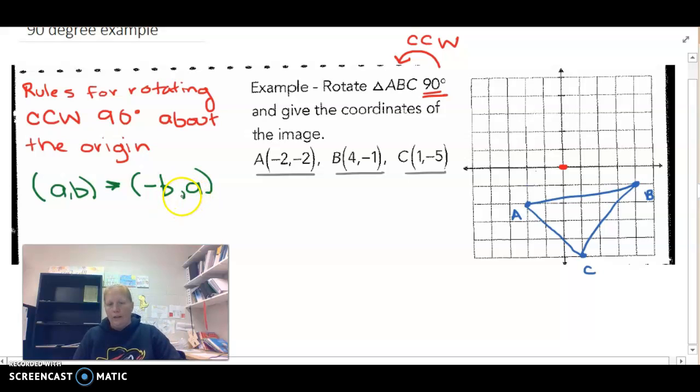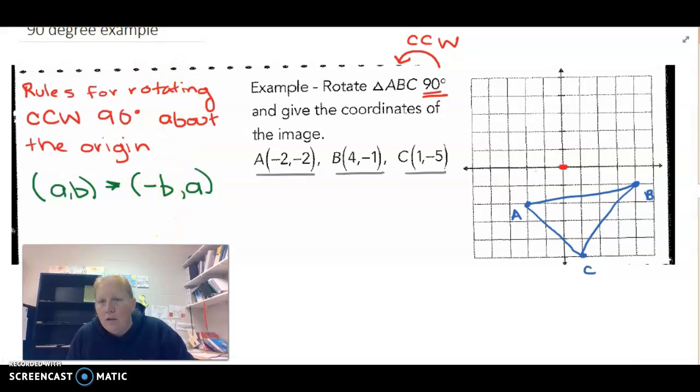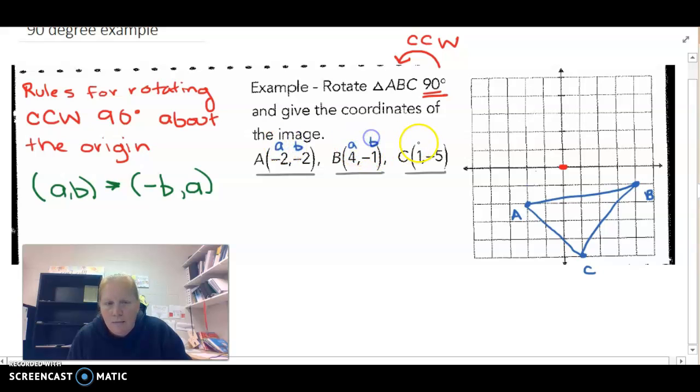So these are kind of like the rules of reflection when they're used the same exact way. So basically we're going to switch the order of these, and then we're going to negate the B. So let's do some examples. If my A is negative 2, 2, here's my A, here's my B. My A prime will be negative B, so the opposite of negative 2 would be positive 2. And then my A is just negative 2.